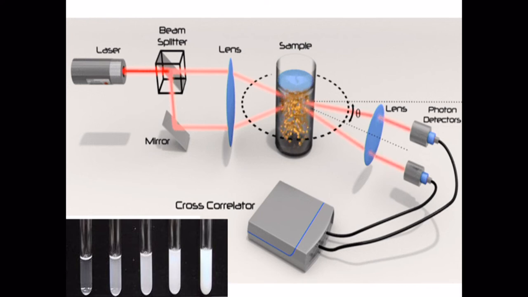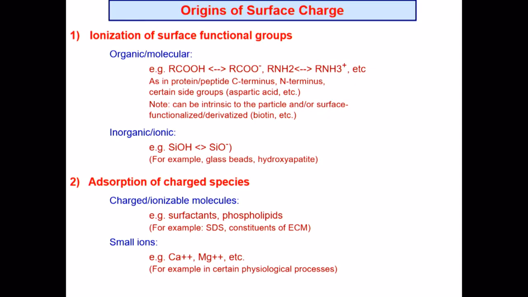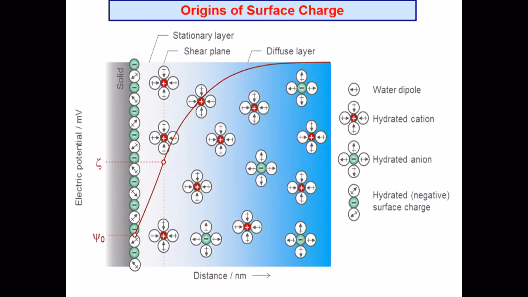We also try to have a zeta potential measurement, and we try to find the stability. When the zeta potential is low, the dielectric layer is more stable, and when the zeta potential is high, it is not so stable. So depending on the value of zeta potential, we try to find the stability of a particle in addition to the size.